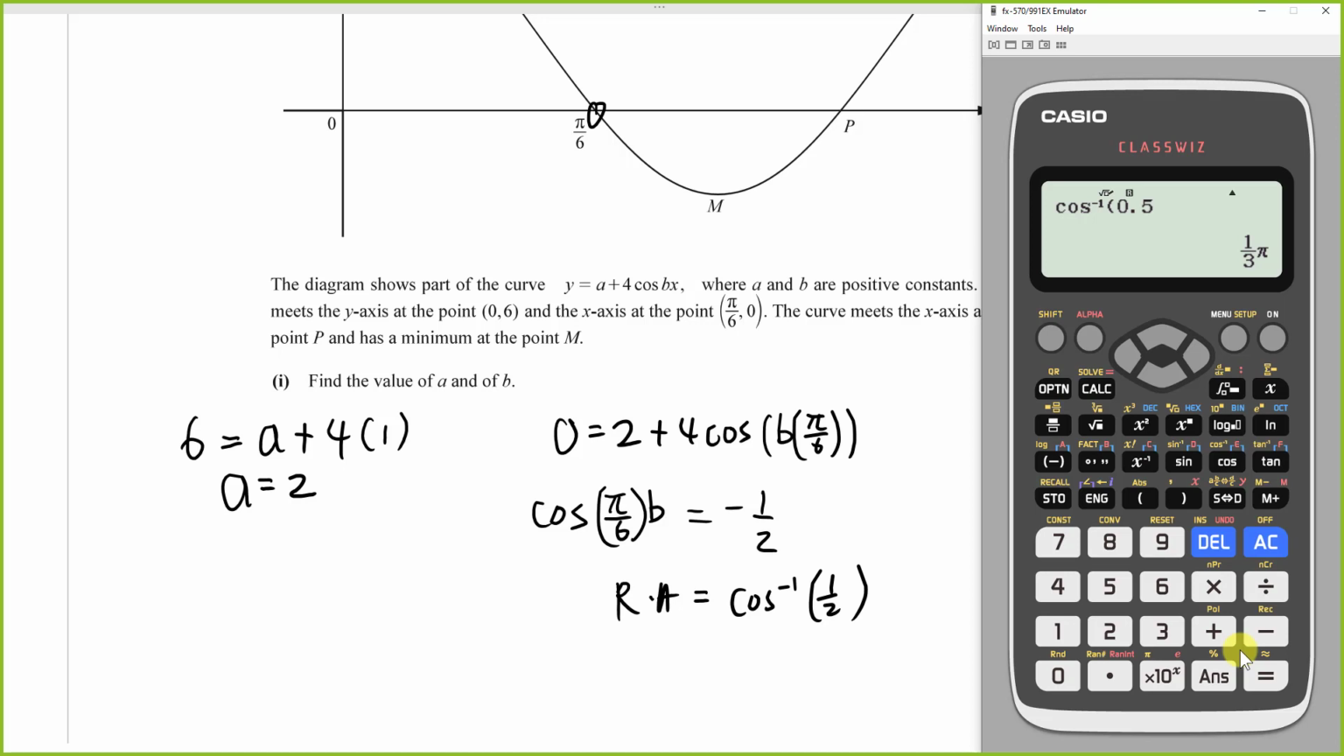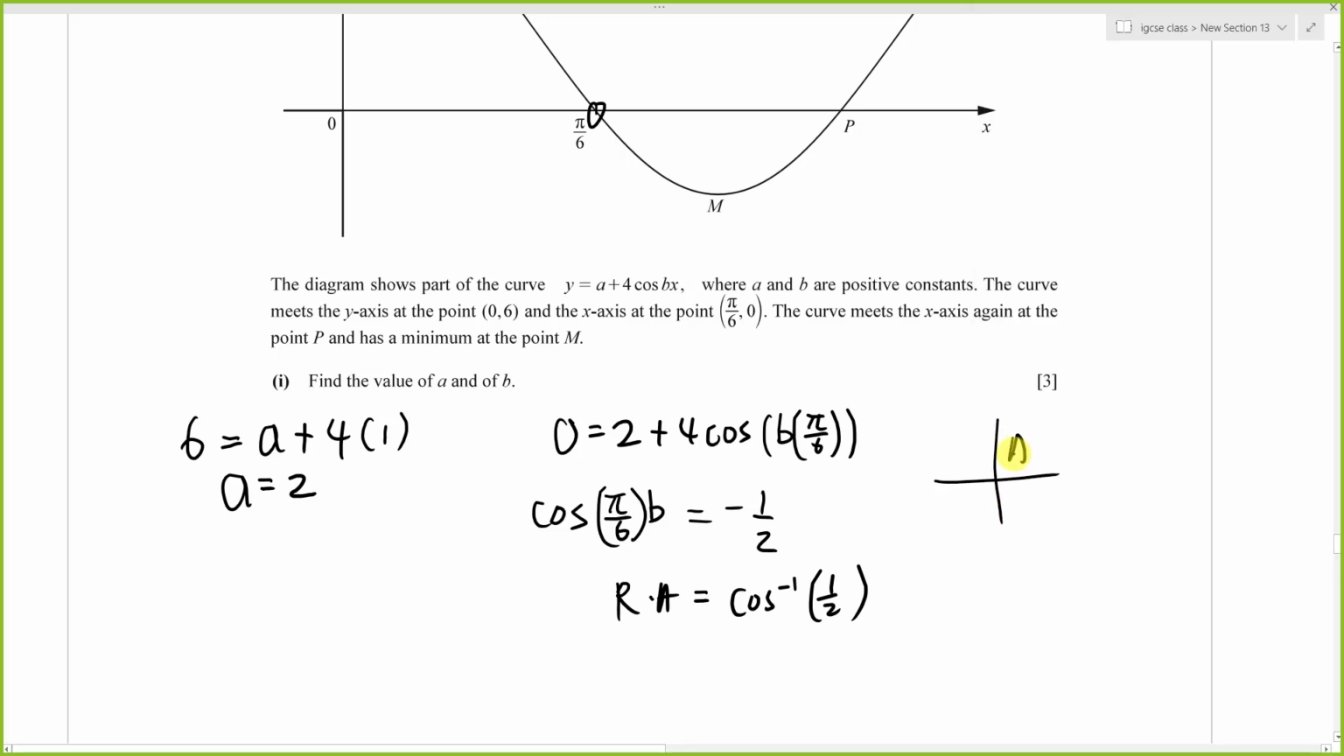But cos will get negative. Then I need to figure out a little bit. Add sugar to coffee. Cos will get negative at these two quadrants. But I will take the first one I get here first. So this one will be pi minus theta. Just now we get pi over 3, right? So pi minus pi over 3, you get 2 pi over 3. So therefore, I will say pi over 6 b equals to 2 pi over 3.